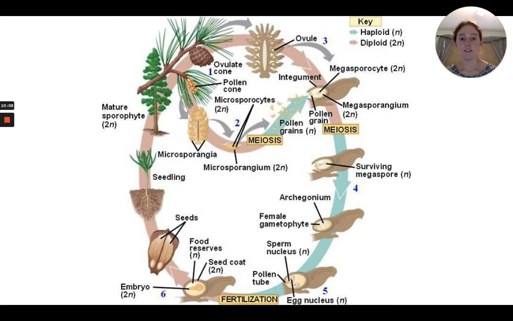And here we have the life cycle of a gymnosperm. So you have the mature sporophyte over here. You have the female cone and the male cone. They go through meiosis. We end up with your pollen grains, the ovules inside of the cone. They're going to meet up, and then they are going to begin producing this little baby pine tree.